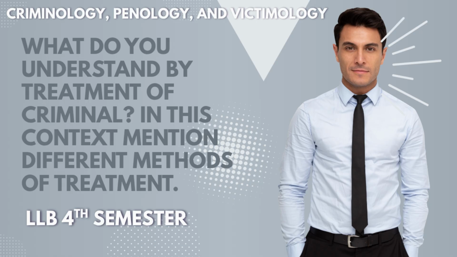5. Probation. Probation allows an offender to remain in the community under the supervision of a probation officer instead of being sent to prison. The offender must obey certain conditions imposed by the court, such as maintaining good behavior and reporting regularly to the probation officer. Probation is generally granted to first-time offenders and persons convicted of less serious offenses. It helps offenders continue their education, employment, and family life while avoiding the harmful effects of imprisonment.